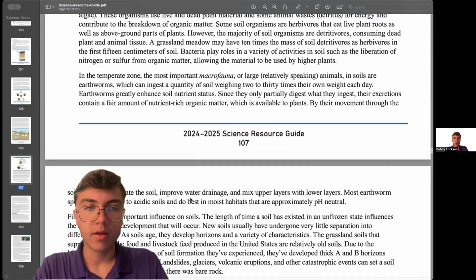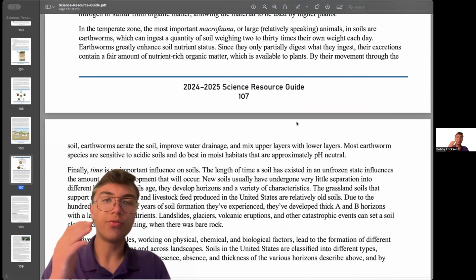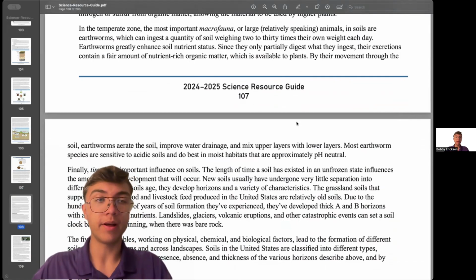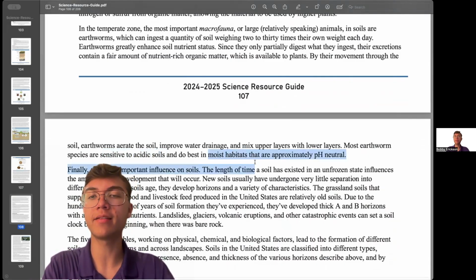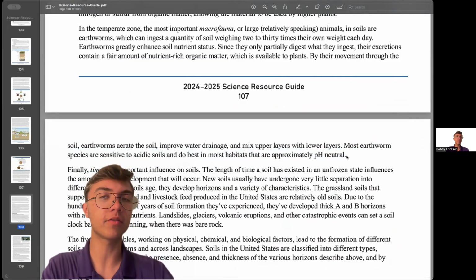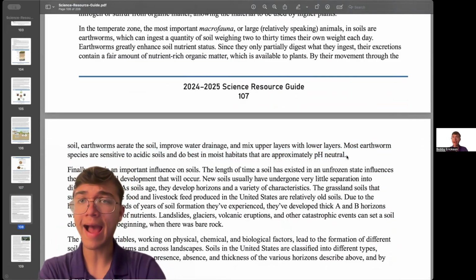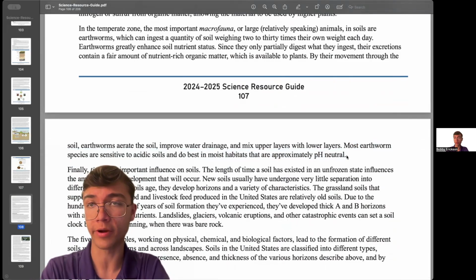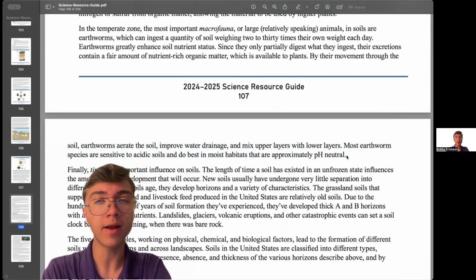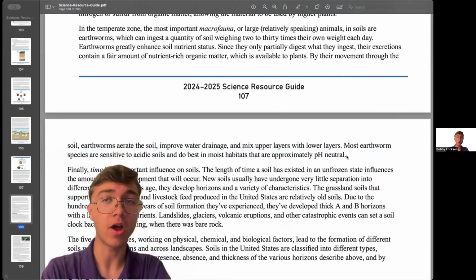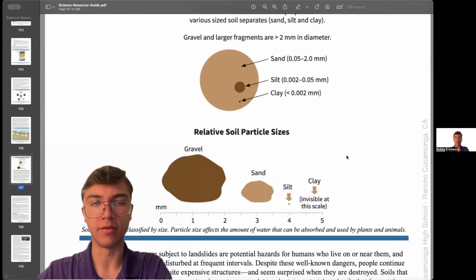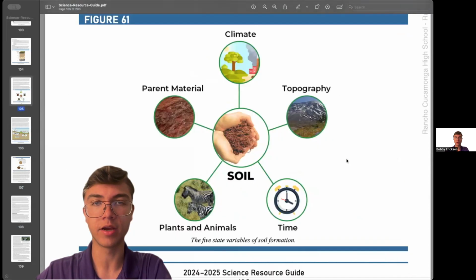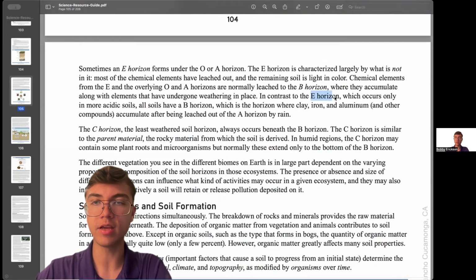So, earthworms not only move that mixing of layers, but they also are sensitive to acidic soils, and they actually do great in moist habitats that are approximately pH neutral. So in acidic soils, I'm going to quiz you real quick. What happens between the different soil horizons when the soil is acidic? What horizon usually appears? Is it O, A, E, C, or R? I'll give you a few moments. It is the E horizon.